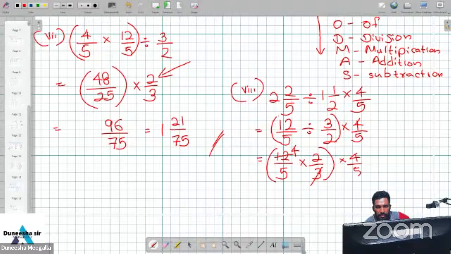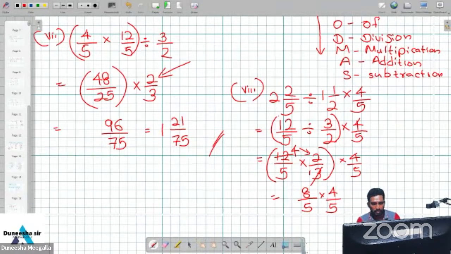Then the multiplication is here. What is after that? 4 multiplied by 2 is 8. The 4 became 1. Then what is 8 over 5? You have to multiply by 4 over 5. Okay. Get the answer. What is the final answer? Send me the answer in the chat box, as an improper fraction or a mixed number. Okay.